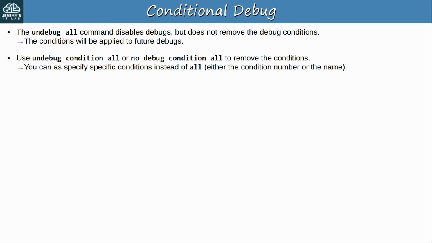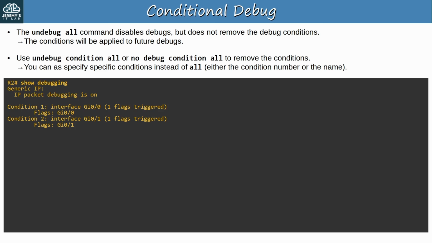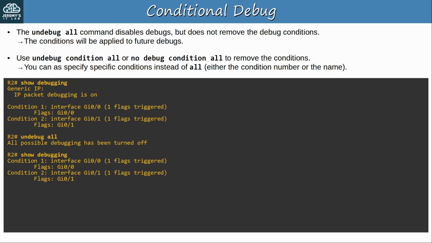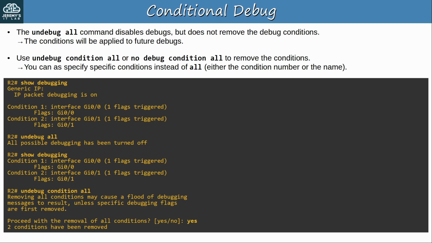So let's see how this works. Show debugging displays the currently activated debugs as well as the conditions. I use the undebug all command to disable the debug. However, as you can see, the conditions remain. I then use undebug condition all, and after a warning, it removes the two conditions.